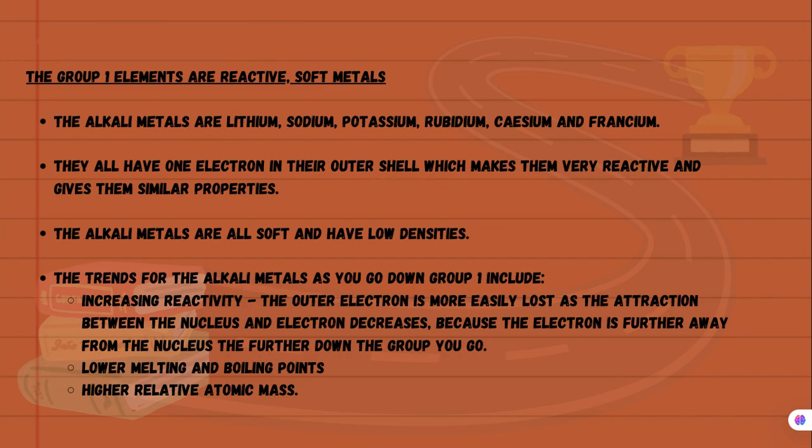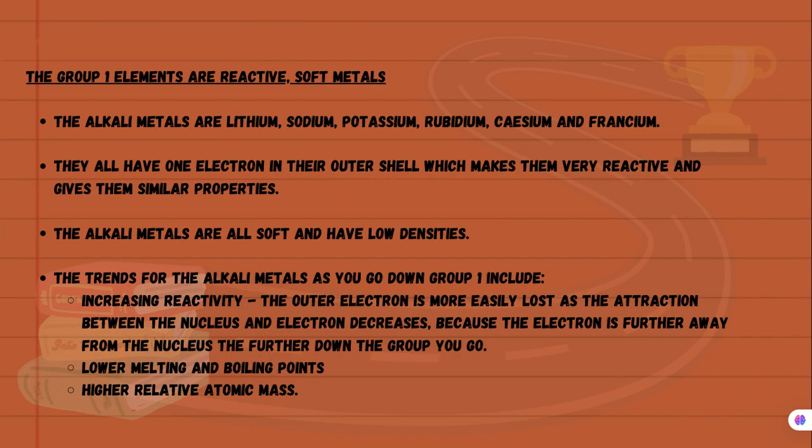The Group 1 elements are reactive soft metals. The alkali metals are lithium, sodium, potassium, rubidium, cesium and francium. They all have one electron in their outer shell, which makes them very reactive and gives them similar properties. The alkali metals are all soft and have low densities.